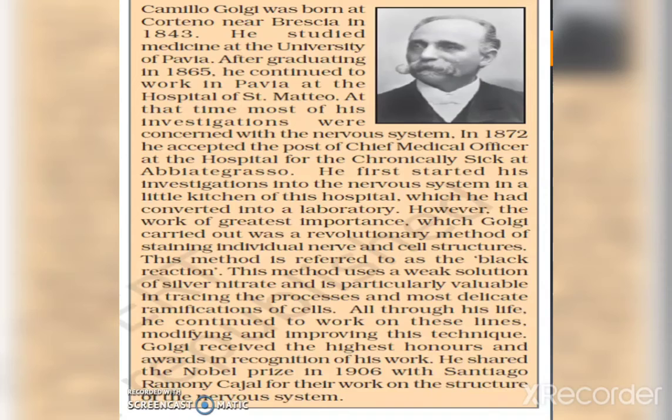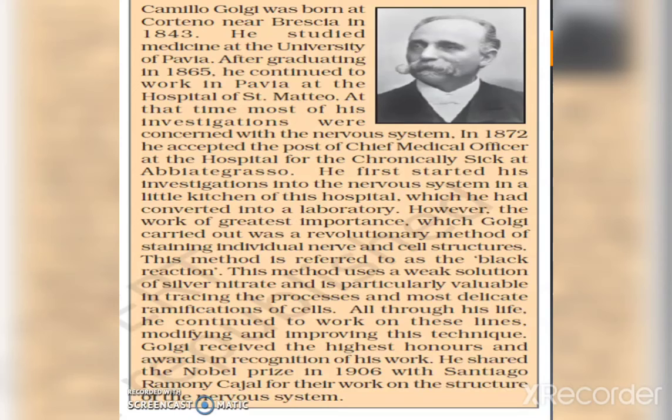So it is a black reaction, and what did he use? He used a weak solution. Okay, and what was that weak solution? It was silver nitrate. It is a chemical, right? And is particularly valuable. And why is it used? This black reaction is used to help in tracing the processes and most delicate ramifications of the cell. However delicate the structures or complex the cells, this staining technique helped him to trace and study all of them. This black reaction helped him to find that.